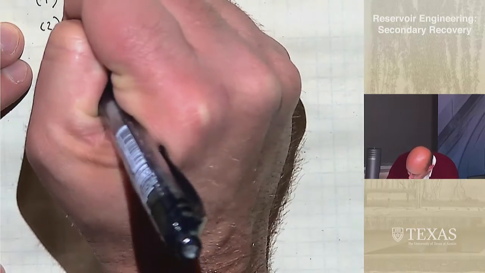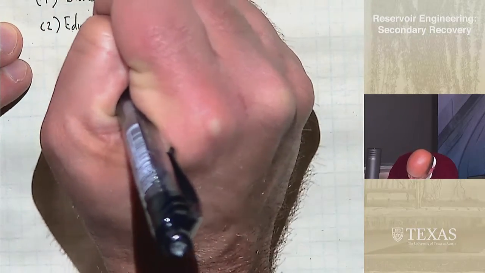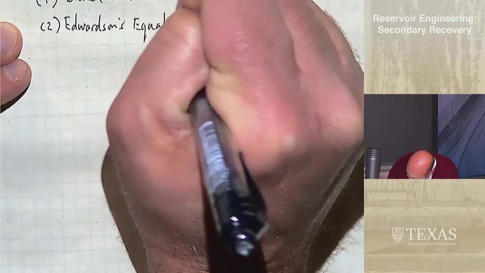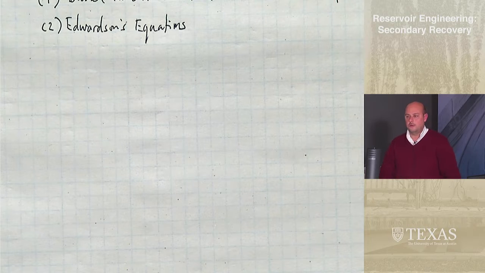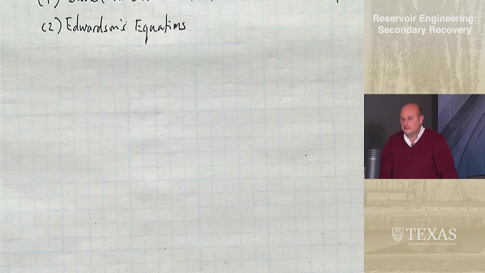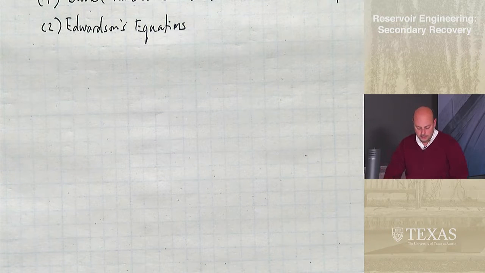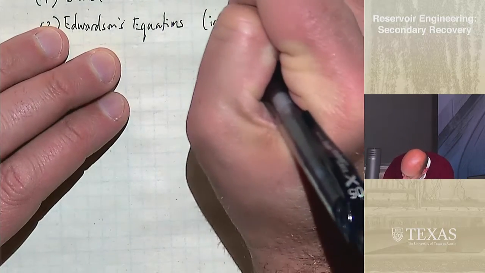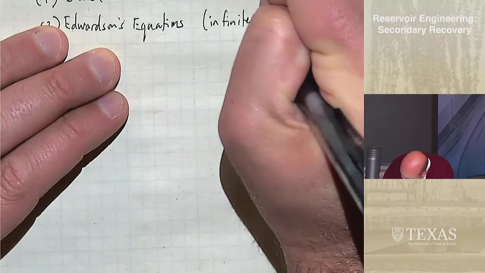Another one is the Edwardson's equations, which are a little bit simpler. They don't use Bessel functions. They use things like square roots of time and stuff like that. So it's a little cumbersome, but it's something that you could plug into a calculator or Excel or Python or whatever. But there's a catch with that, and it's for infinite acting flow only.